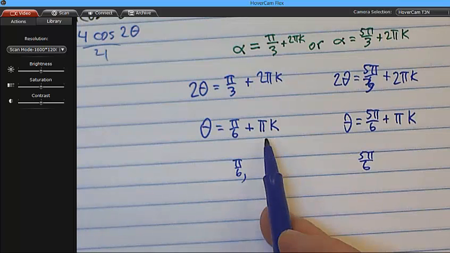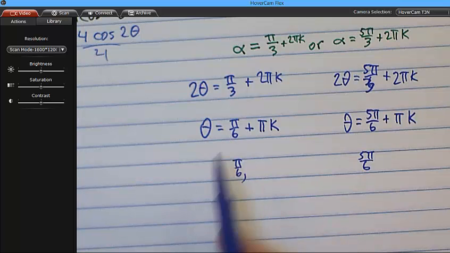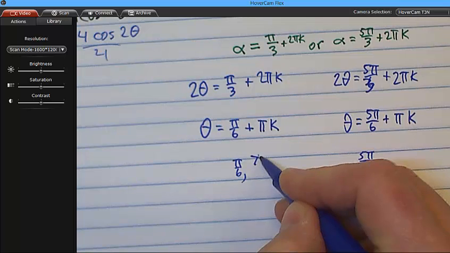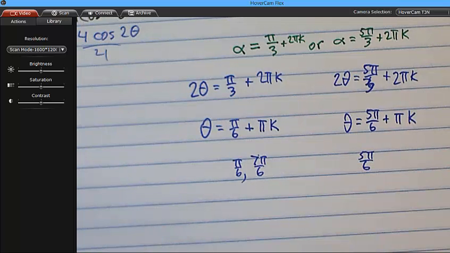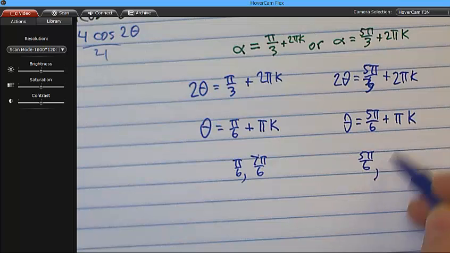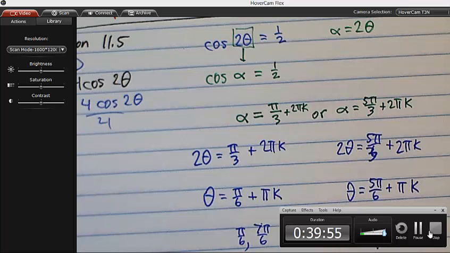Well, if you add pi to pi over 6, what do you get? 7 pi over 6. That'll work. What happens if you add pi to 5 pi over 6? 6 pi over 6 plus 5 pi over 6 is 11 pi over 6. But that's still only 4, not 8 yet.